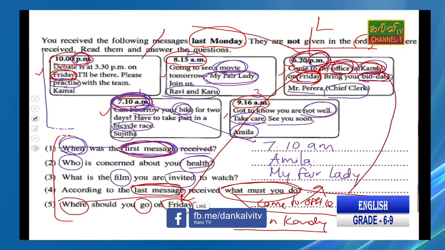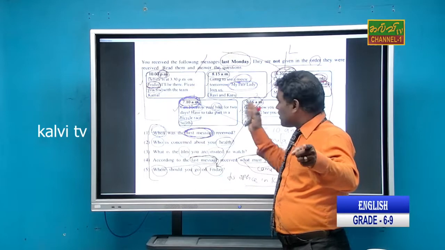So first one, where was the first message received? 7:10 a.m. Who is concerned about your health? Amila. What is the film you are invited to watch? My Fair Lady. According to the last message received, what must you do? Come to office with biodata. Where should you go on Friday? To office in Candy. So, dear students, that is the thing they expect from you.